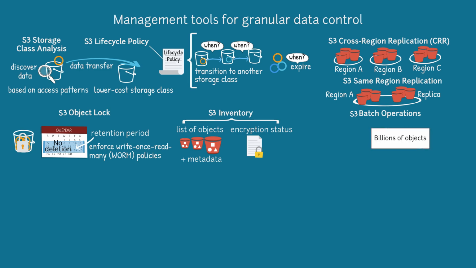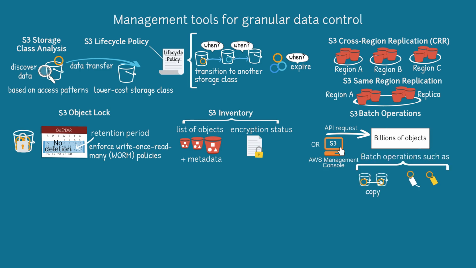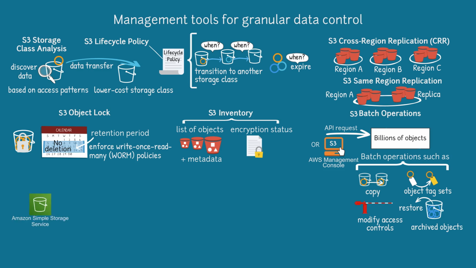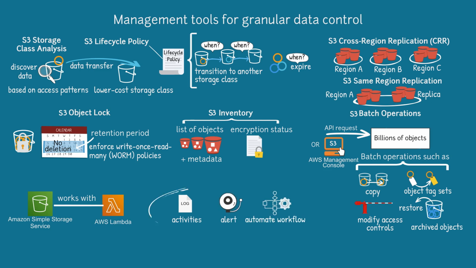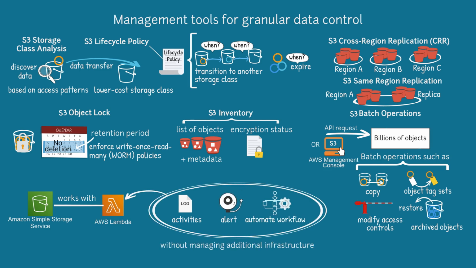With S3 Batch Operations and a single S3 API request, or a few clicks in the Amazon S3 Management Console, you can perform batch operations such as copy objects between buckets, replace object tag sets, modify access controls, and restore archived objects from Amazon S3 Glacier. Since Amazon S3 works with AWS Lambda, you can log activities, define alerts, and automate workflows without managing additional infrastructure.